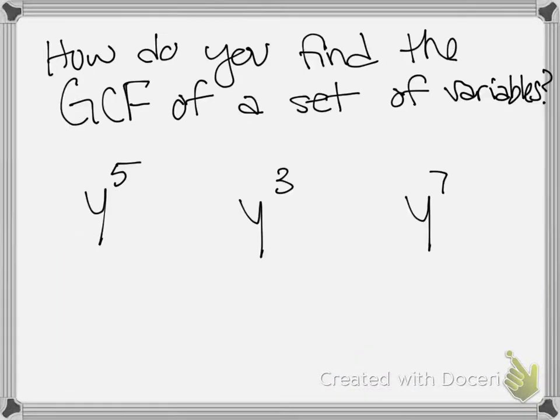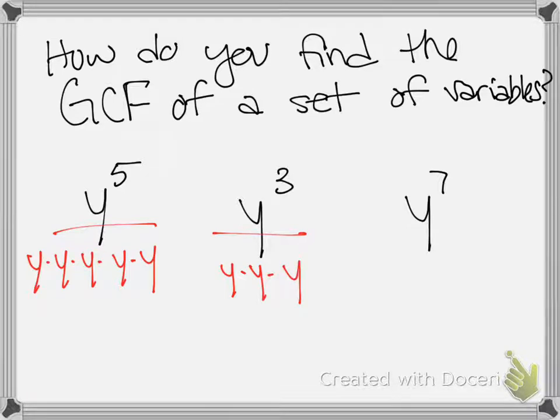What we're going to look at is more complex. We're looking for, how do I now find a greatest common factor when I have variables? Well, if I were to list out the factors of y to the fifth, it would look like this: y times y times y times y times y, 5 times. Same thing with y to the third, I would have 3 y's multiplied together. And y to the seventh, I would have 7 y's multiplied together. Those are my factors of each of those things.